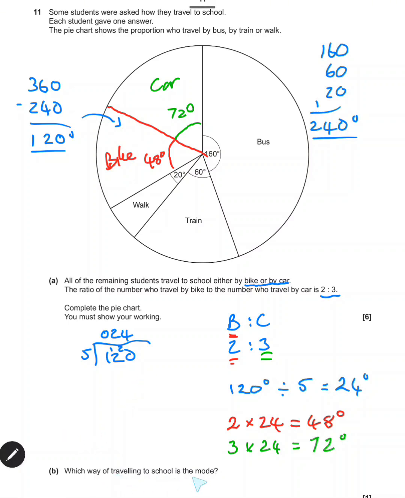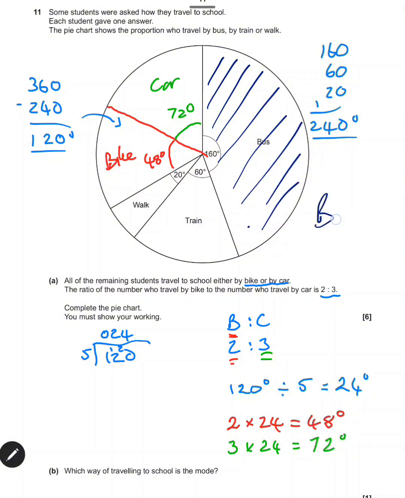Part B says, which way of travelling is the mode? And mode just means most frequent. Well, most people use the bus rather than anything else.